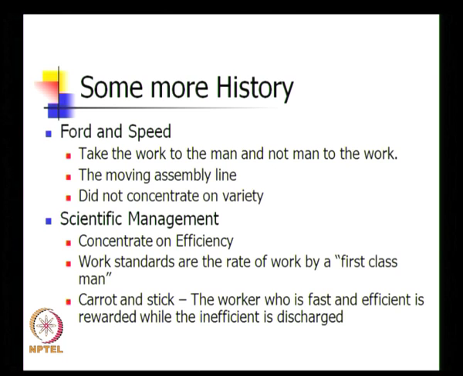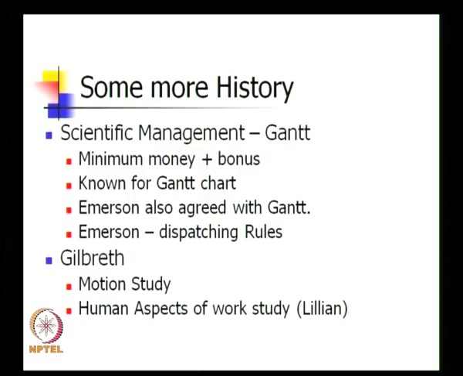Now, this was changed after some time, and the standard became the work done by the average person and not by the best person. Then the people who perform slightly poorer or slightly less efficiently than the average person were given extra time to carry out the activity. The principles of scientific management also developed some other ideas about guaranteeing a minimum amount of money to the person and then providing a bonus if the person is more efficient.